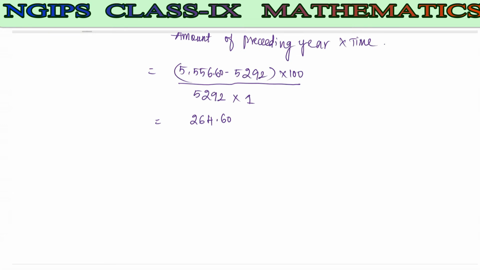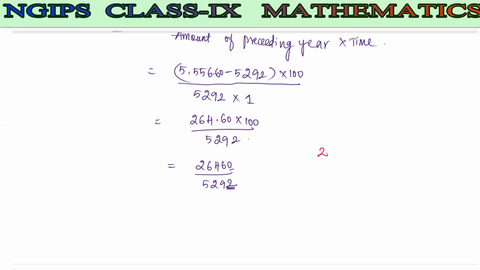If you subtract 5556.60 minus 5292, you get 264.60, into 100, divided by 5292. If you simplify, the 2 zeros get cancelled, so we get 26460 divided by 5292. Here the unit digit is 2, so we have 0. Let me check with the fifth table.